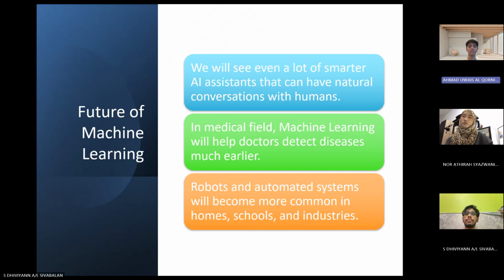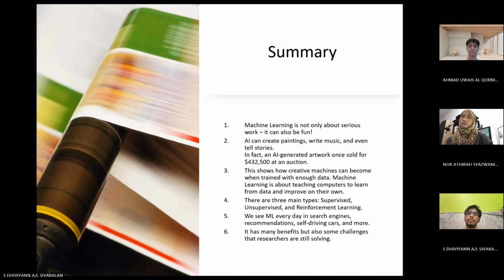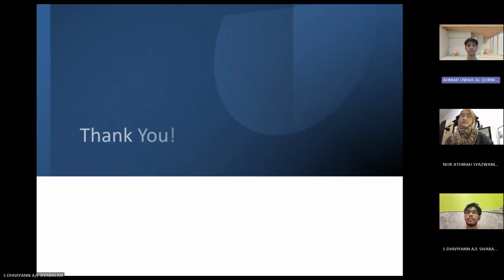For the future of machine learning, we will see even smarter AI assistants that can have natural conversations with humans. So this is the summary for machine learning. AI can create paintings, write music, and even tell stories. In fact, an AI-generated artwork once sold for $432,500 at an auction. It has many benefits, but also some challenges that researchers are still solving. And I think that's all from our group.